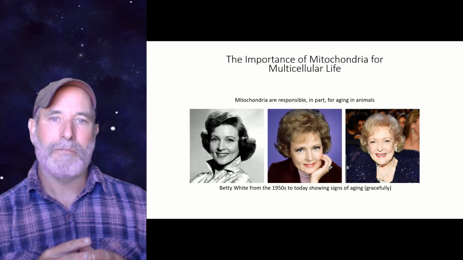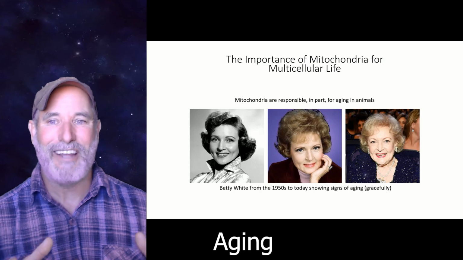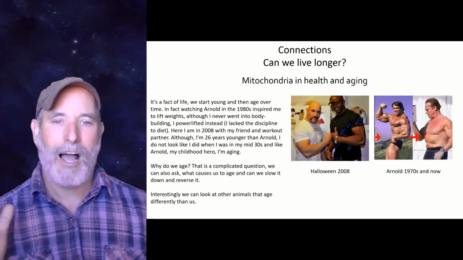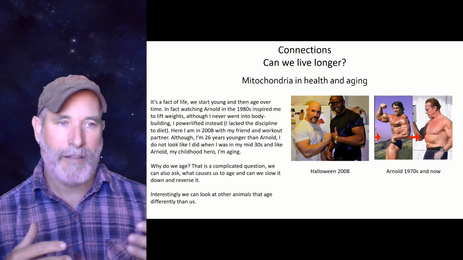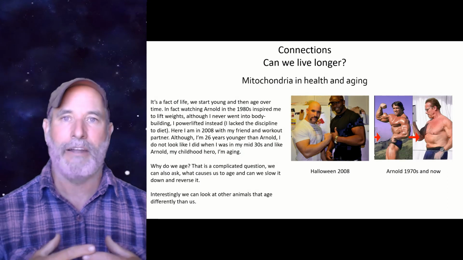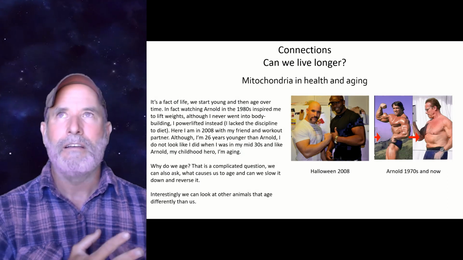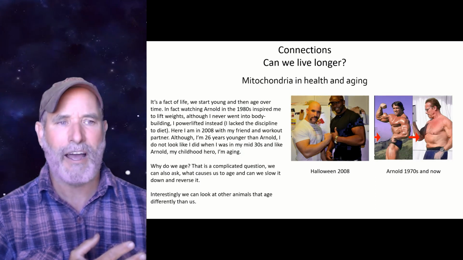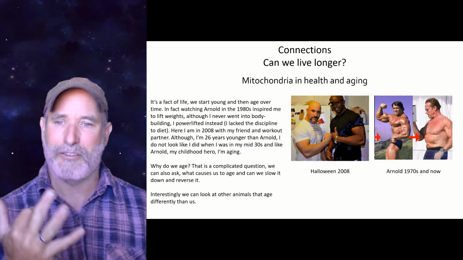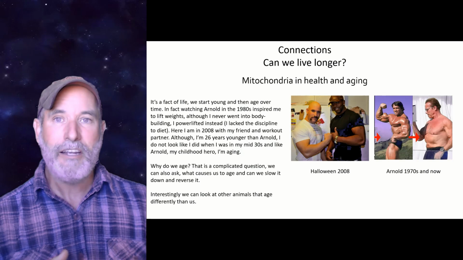Mitochondria are also important for aging. Here's Betty White from the 1950s to today, and she's aging very nicely, but she's aging. I'm aging. We all start young and then we age. Arnold Schwarzenegger was a bit of a hero of mine for multiple reasons. He did bodybuilding and succeeded at that. Acting, he really succeeded at that. He went into politics and became governor of California. So he did three things in life pretty well, right? And you can see he's aging.